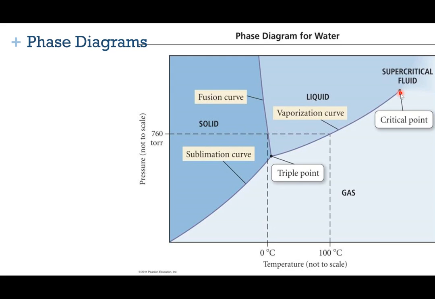And then the critical point is when liquids and gases no longer have a defined place. We have something called a supercritical fluid. So it's got gas and liquid properties, so it's called a supercritical fluid. And again, some really cool videos on YouTube about supercritical fluids.